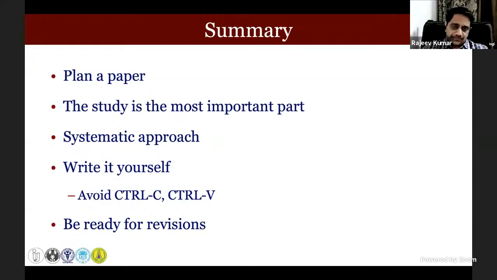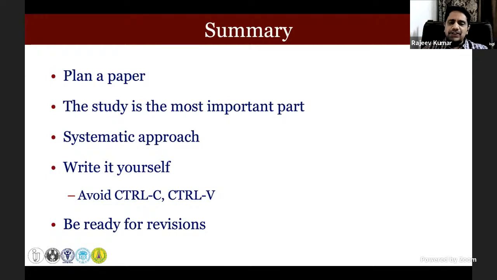So the summary, writing a paper requires effort. Just because you've done a thesis or a research doesn't make it into a paper. You need to plan a paper. The most important part, of course, is having something to say. There are very few people who can say something without having anything to say, and most of them are called politicians. Everybody else needs to have some material before they can say something. There must be a systematic approach to how you do it, and it's not difficult. It's very easy. Use those guidelines.